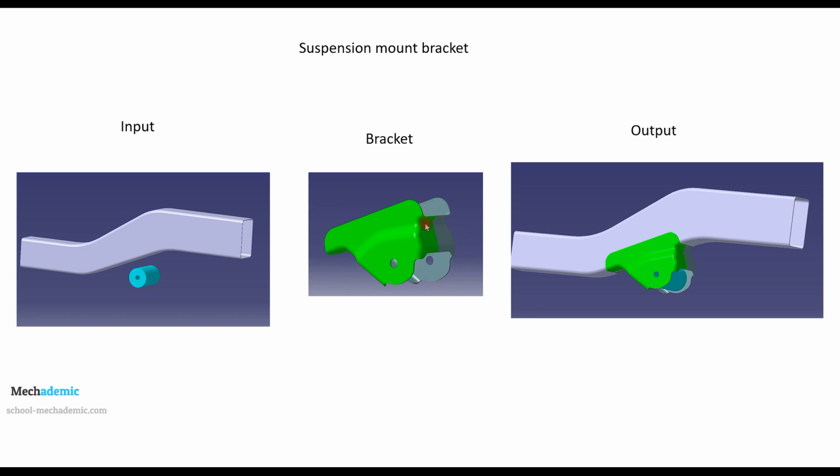So there are two pieces to this bracket which they'll be welded together, and then together they'll be welded onto the frame, and that will create the attachment point for the suspension, which is shown over here by these two holes in which the bush will go. So this is the final output in the assembly. So we are going to design this bracket. Let us see how to do that in CATIA.